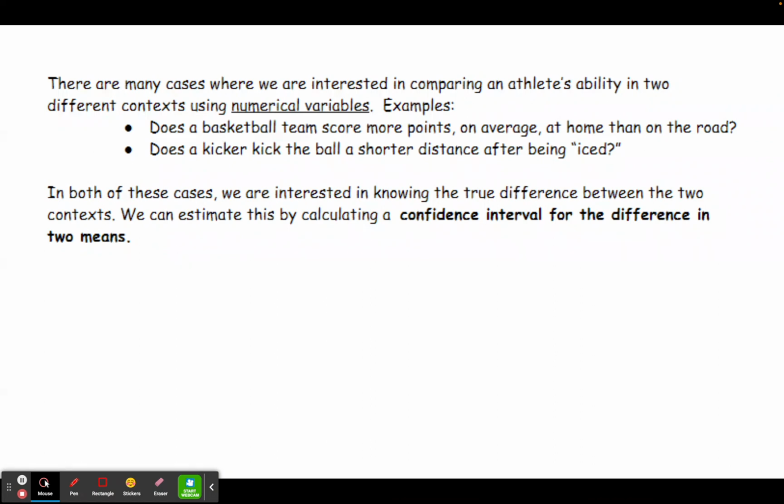For example, does a basketball team score more points on average at home than on the road? We can calculate the average number of points they score at home and the average number of points on the road, and then we want to find the difference between those two values. To do that, we're going to calculate a confidence interval for the difference of two means.